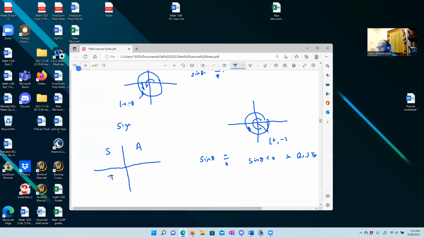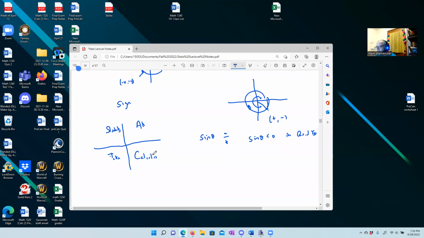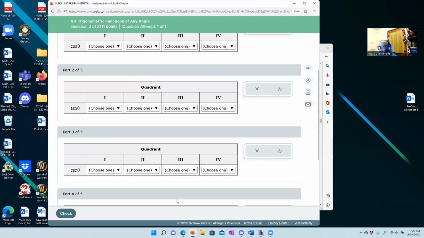And in the fourth quadrant, we have positive x, that's going to be adjacent, and cosine is positive in the fourth quadrant. So the mnemonic I use for this is all students take calculus. Okay, so that's how you tell which trigonometric ratios are positive in which quadrant. All students take calculus.